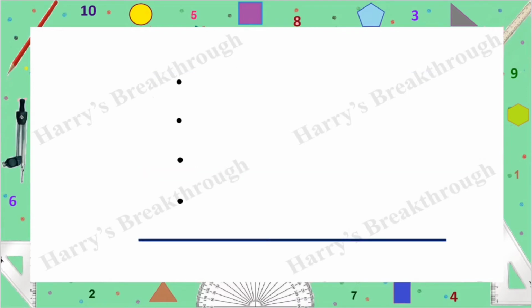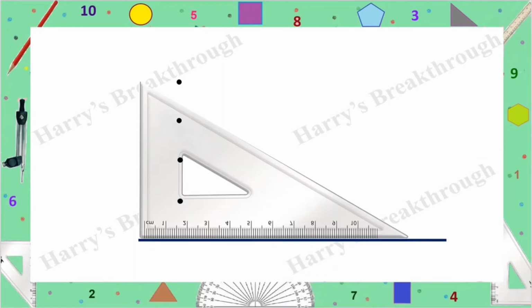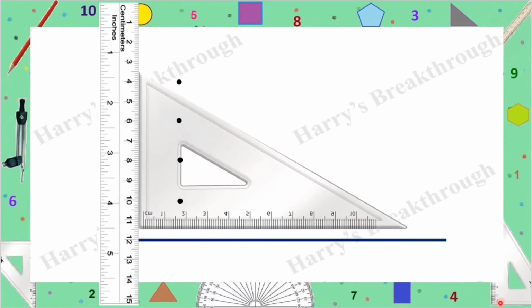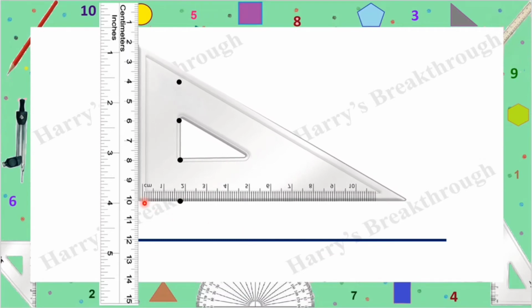Now look at this. Here you can see a line and some points at equal distance. And you have to draw parallel lines through these points. For that, first let's place our set square here. Then place your scale on the left side. Then you have to slide your set square upwards. Like this, slide your set square upwards and draw a parallel line through this point. So now you got one parallel line.